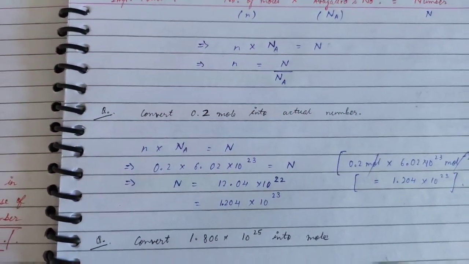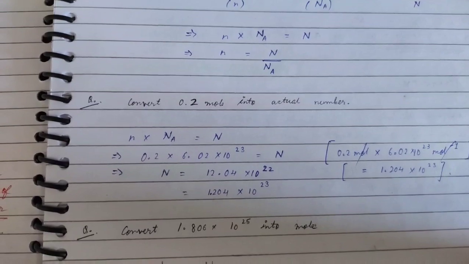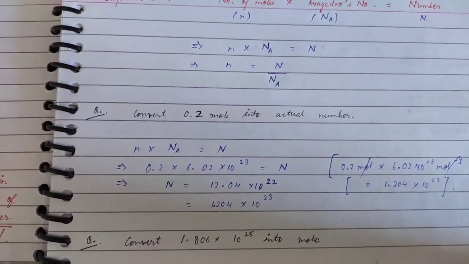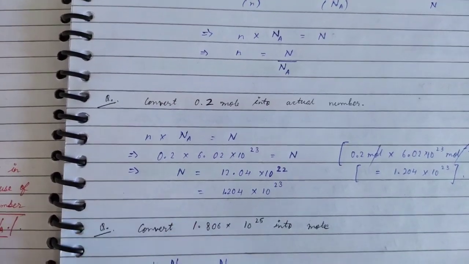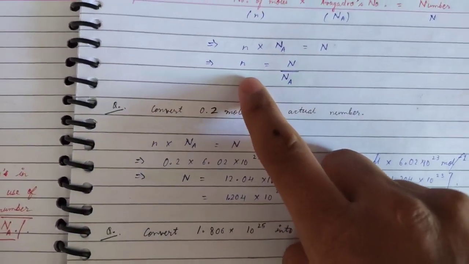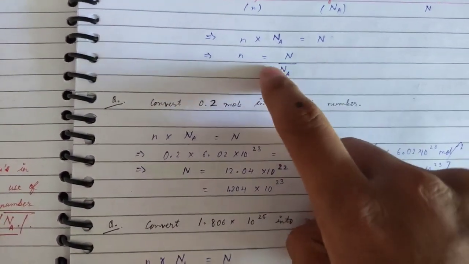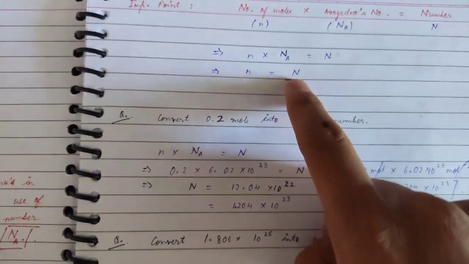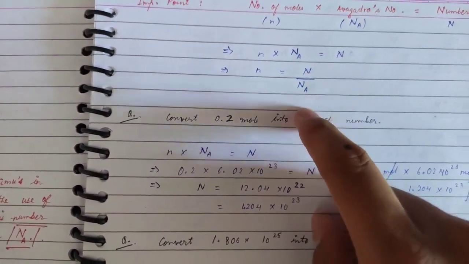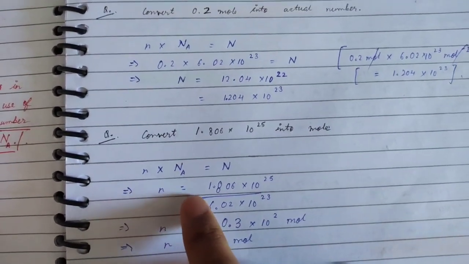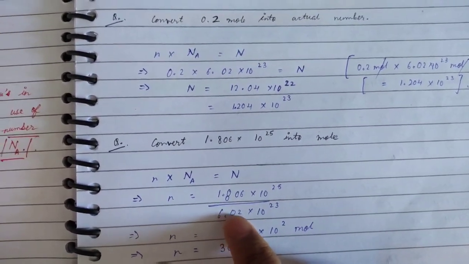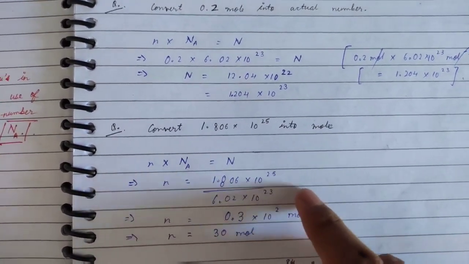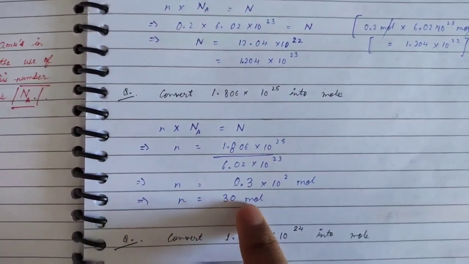Let us see one more question here. Convert 1.806 into 10 to the power 25 into mole. So this is basically the actual number. We have to convert this into mole, so we will apply this formula: n is equal to N by Na. Number of moles is equal to actual number by Avogadro's constant. See, n is equal to 1.806 into 10 to the power 25 by 6.02 into 10 to the power 23 mole. So this will give us 30 mole.